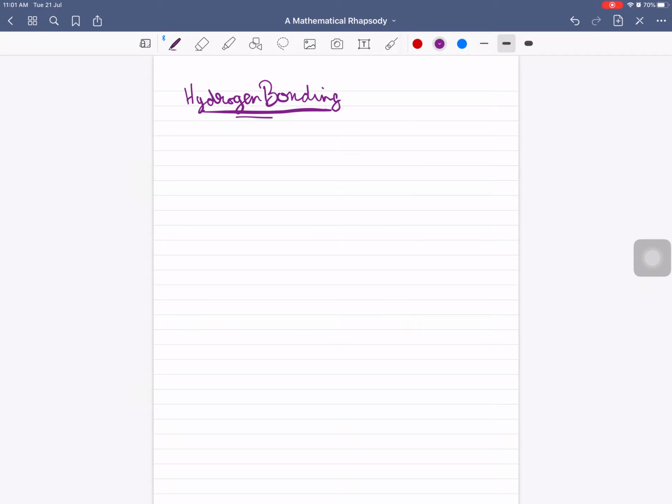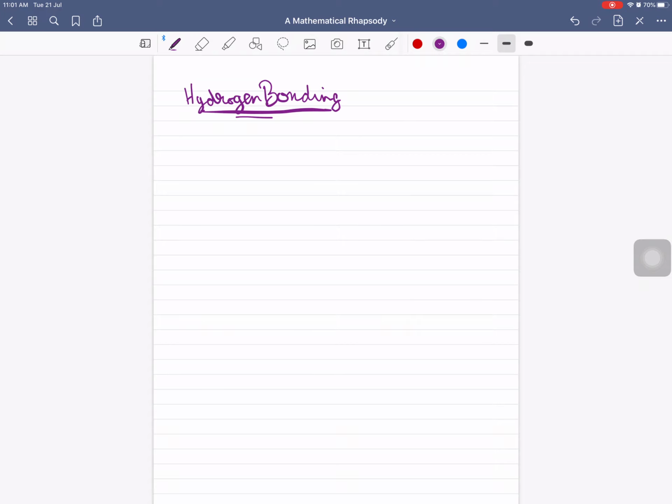Okay, so as you can guess from its name, hydrogen bonding is the force of attraction that you can see when a compound contains hydrogen, right? Two molecules of that compound attract each other due to hydrogen, right?